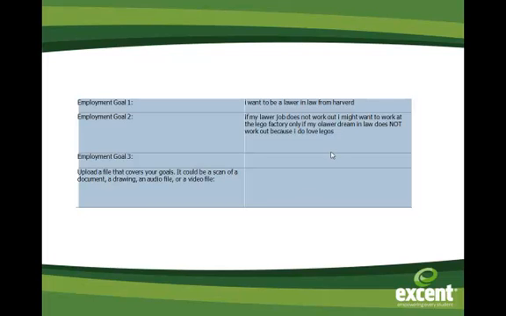Now, when we look at the student employment goals, we ask the student for several employment goals, and the first thing he says is, "I want to be a lawyer in law from Harvard," which is great because he's shooting for the stars, has aspirations. Employment goal 2, "If my lawyer job does not work out, I might want to work at the Lego factory, only if my lawyer dream in law does not work out, because I do love Legos."